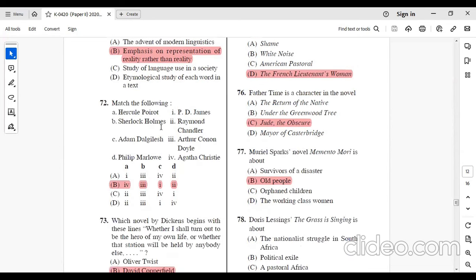Now let's match here. Hercule Poirot, Sherlock Holmes, Adam Dalgliesh, then Philip Marlowe. So Hercule Poirot, Agatha Christie; Sherlock Holmes, Arthur Conan Doyle; Adam Dalgliesh, P.D. James; and Philip Marlowe, Raymond Chandler.